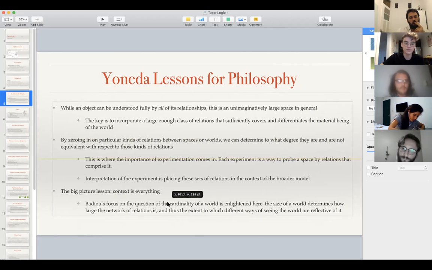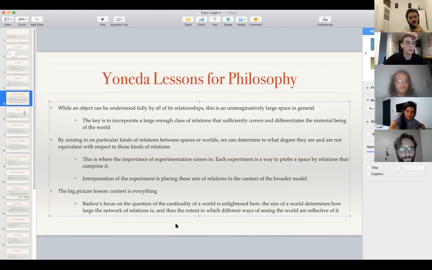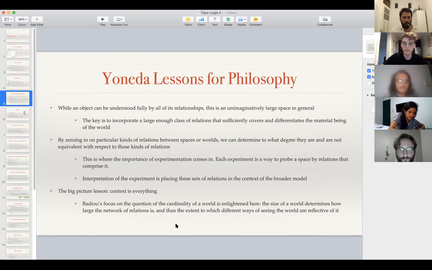We'll see cardinality pop up a little more when we get to model theory, but that's the Yoneda stuff I have now. Before I keep going, any questions?